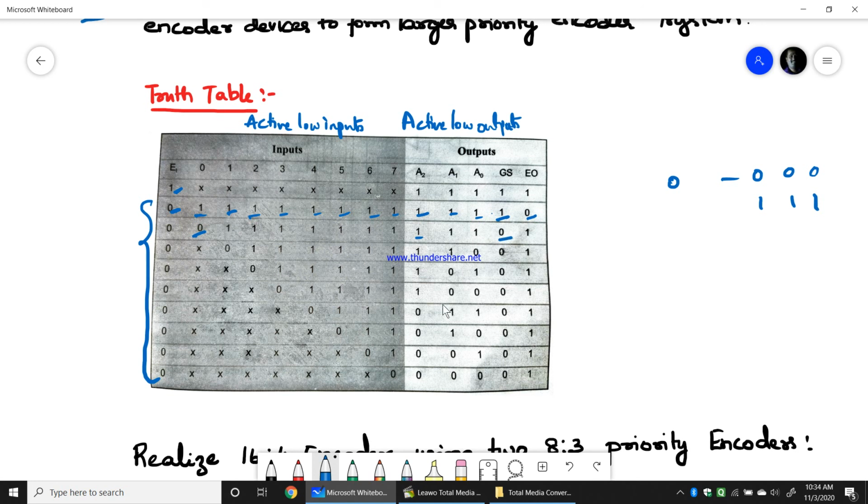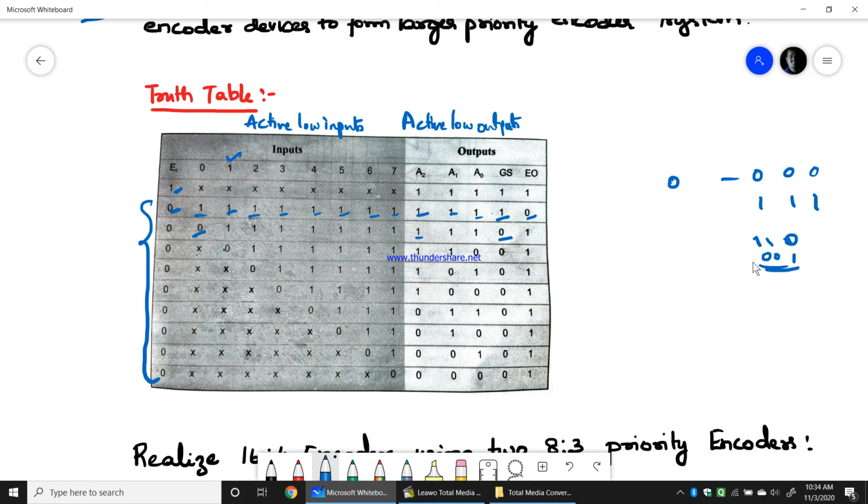Whereas now GS will become 0 because one of the inputs is active. Coming to the next entry, you see the 1 is active. Irrespective of the value of 0, the priority is given to 1. Therefore, the output now will be 1 1 0. 1 1 0 is nothing but 0 0 1 in the normal way.